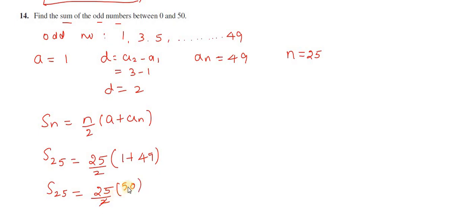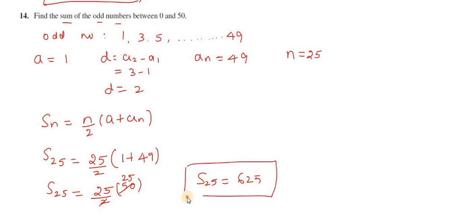So 2 ones are 2, 25s are 25. So therefore S25 is equal to 25 into 25, which is 625. This is the answer. Okay, next problem.